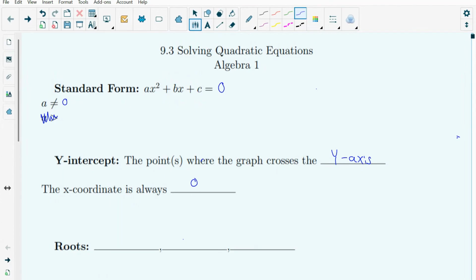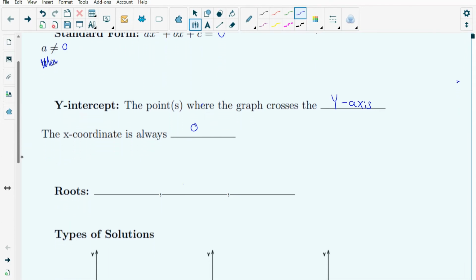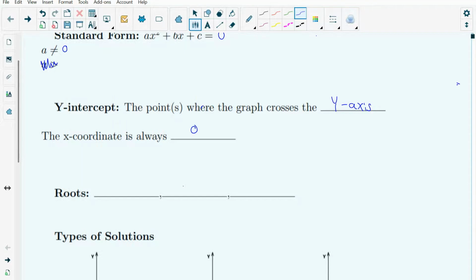All right, when solving a quadratic equation, we will find something that we call roots. So roots are either the x-intercepts, the zeros, or the solutions of a quadratic equation. I should have probably specified roots are all three of these things.